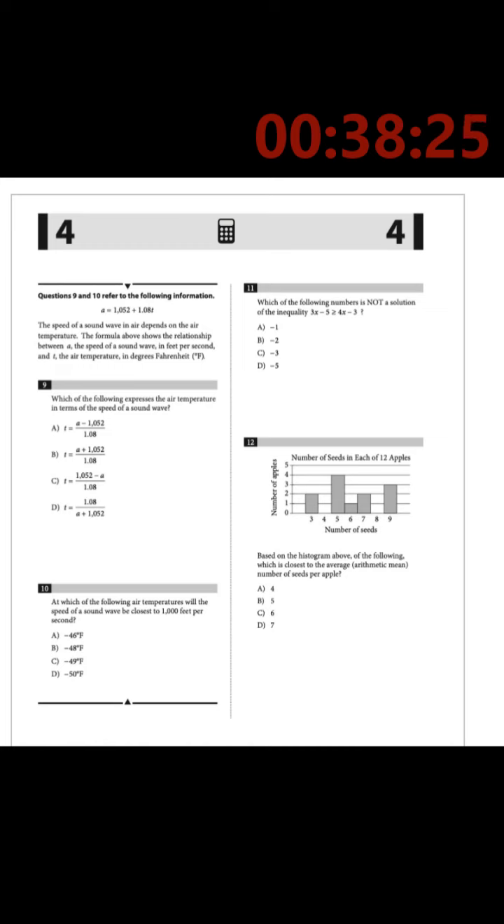For this one, the answer would be A. Because if you have this equation and then you subtract 1052 and then you divide by 1.08, then you get A.